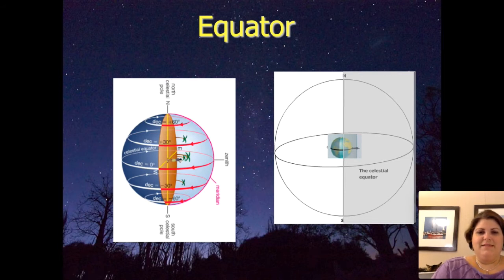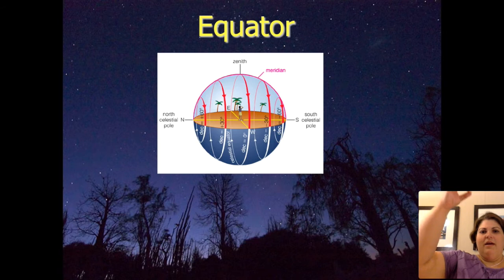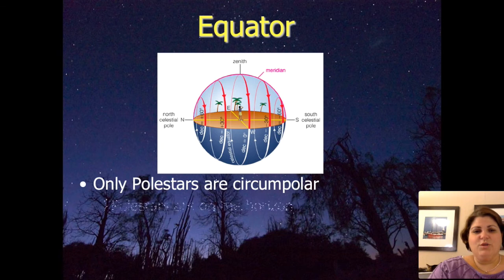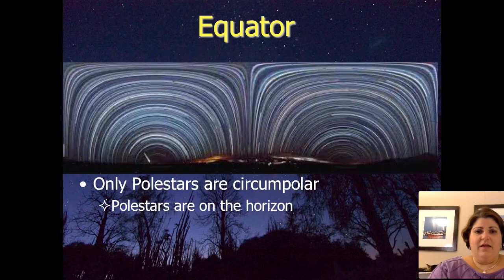What that means is that everything appears to rise directly off of the horizon, go straight up, and then go directly down in the west. So therefore, the only thing that you can see is the pole star, Polaris specifically, and that's usually right at the horizon, so most of the time people at the equator don't have any circumpolar stars. And their sky would look something like this in time lapse.